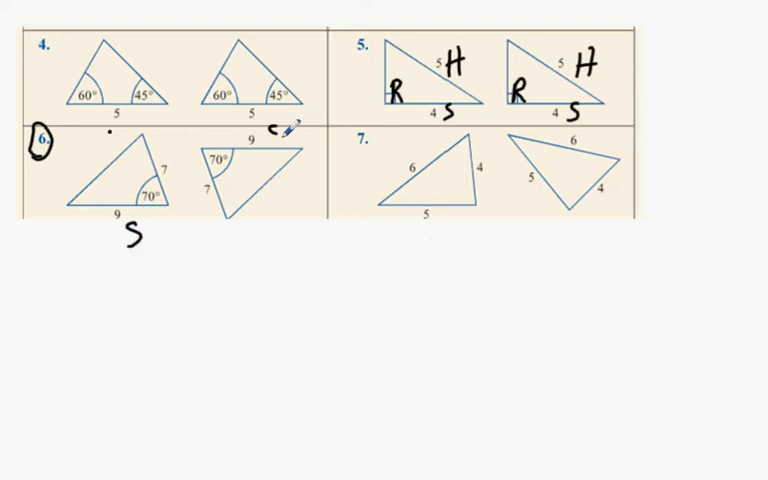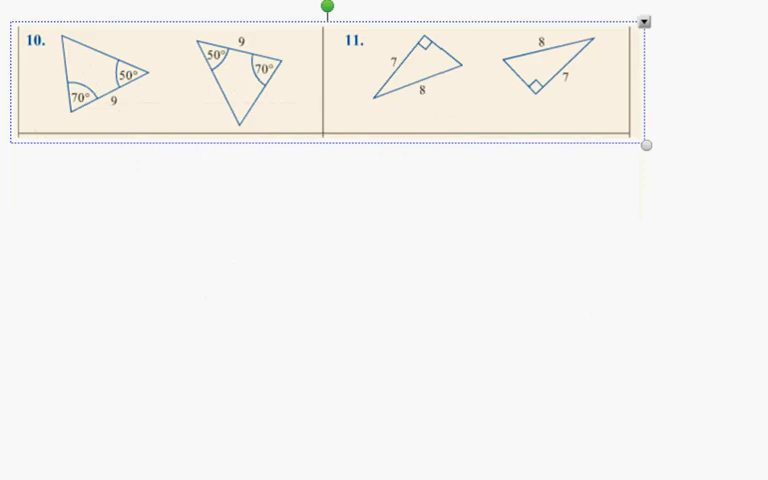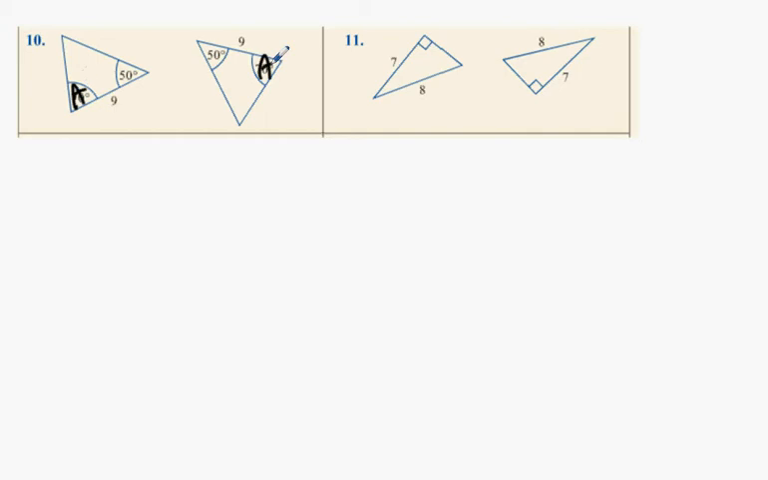Side, angle, side. SAS are the same. Okay. That S is the same as that S there. That S is the same as that S there. Side. Okay. That angle is the same as that angle. This angle is the same as this angle. This side is the same as that side there.